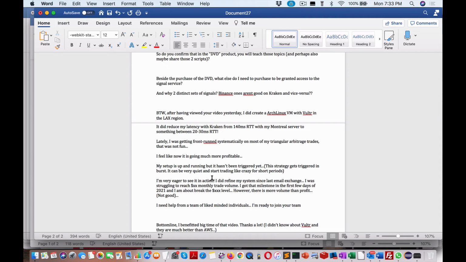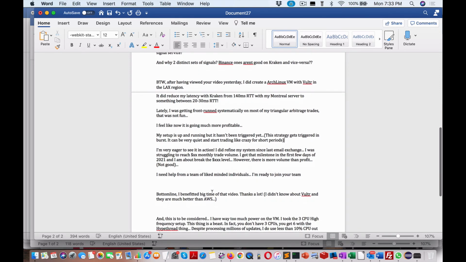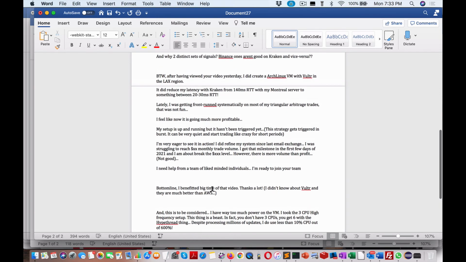I'm very eager to get in action. I did refine my system, and that's what it's about. In my last email exchange, I was struggling to reach X monthly trade volume. I got the milestone the first couple of days of 2021, and I'm about to break the exit level. However, there is volume. There's more volume than profit, and that's what it comes down to. What's getting liquidated in the market, namely the futures market. So you've got to watch for that.